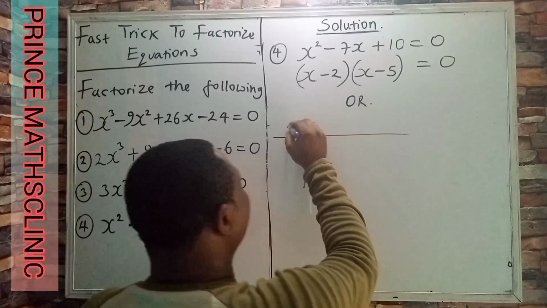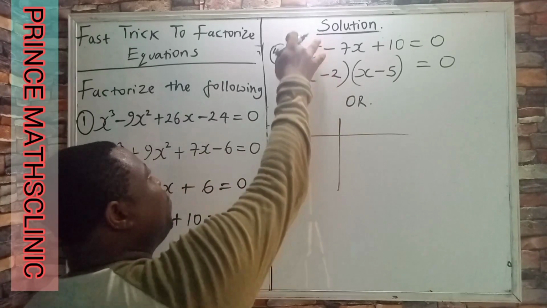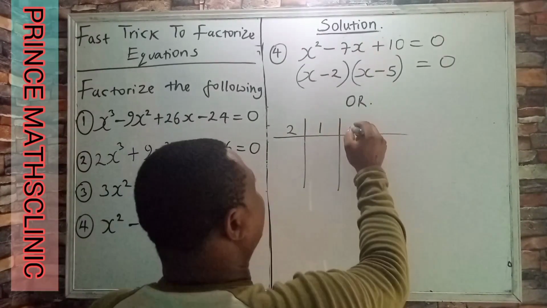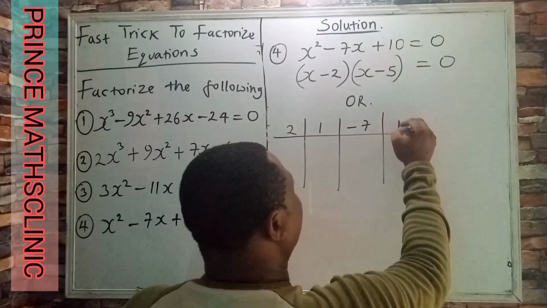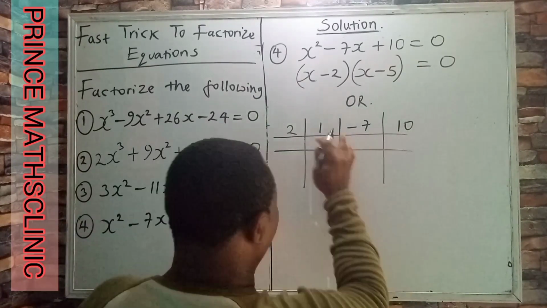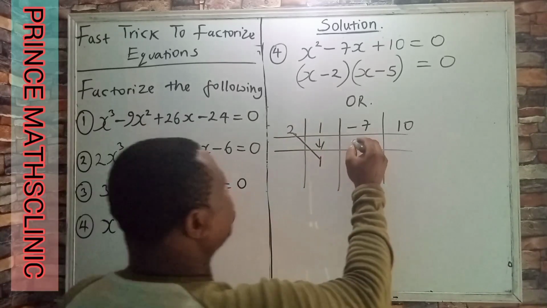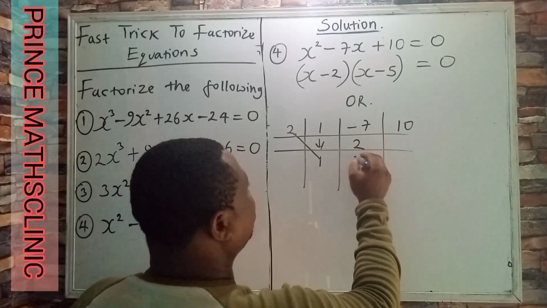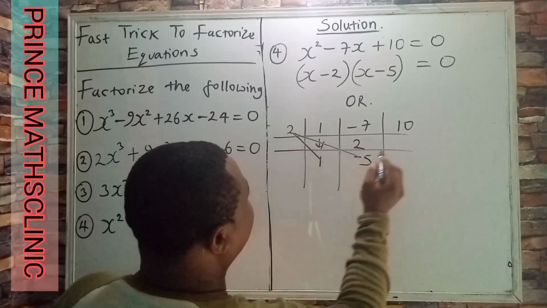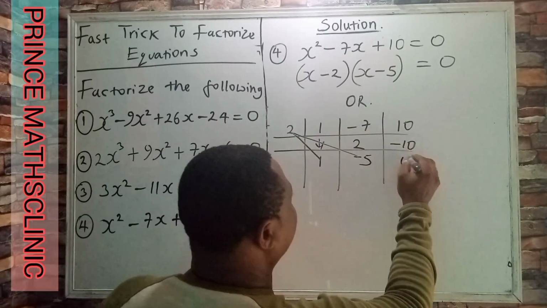So using the other method, what are the coefficients? Of x squared you have 1. Of x you have minus 7. Then the constant here is 10. So leave the first line, drop down this 1. 2 times 1 is what? 2. Minus 7 plus 2 gives you negative 5. So 2 times negative 5 is negative 10. 10 minus 10 gives you what?